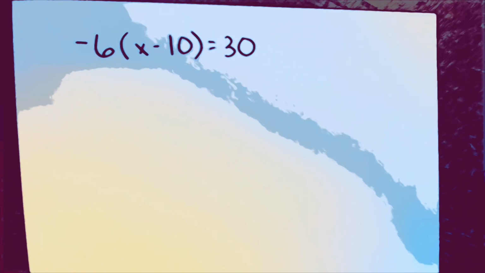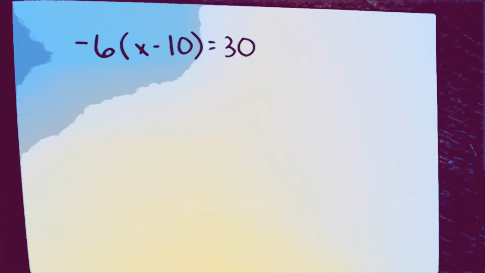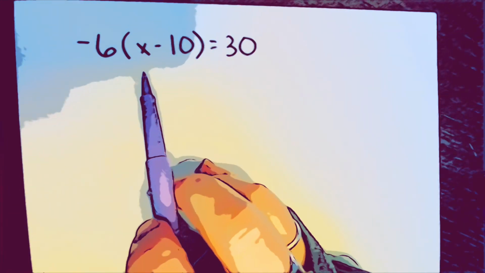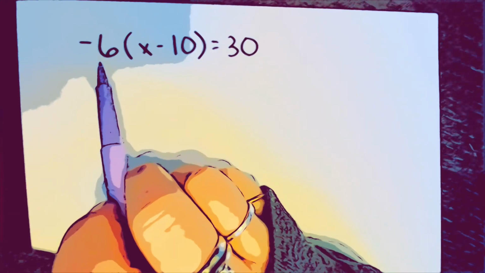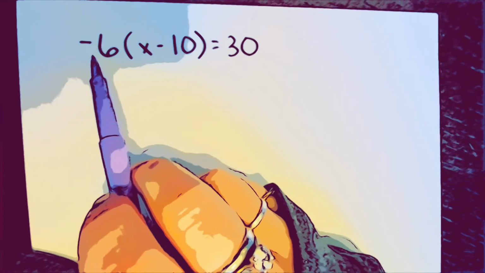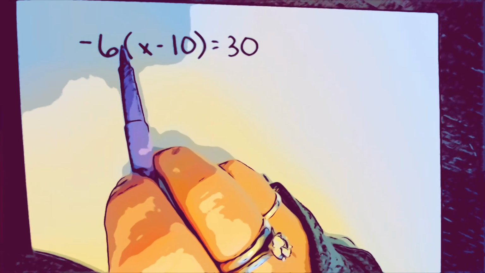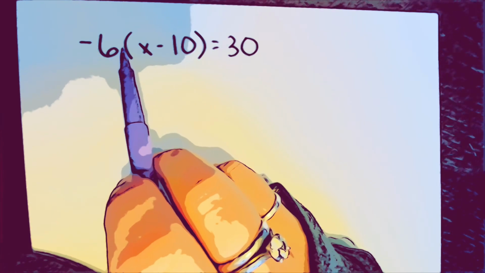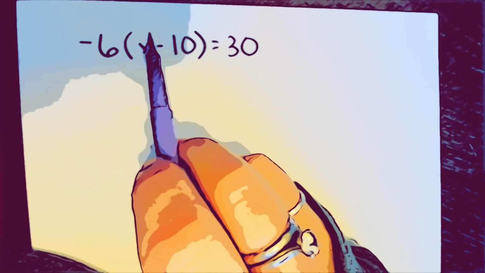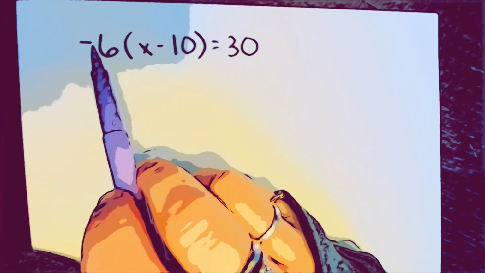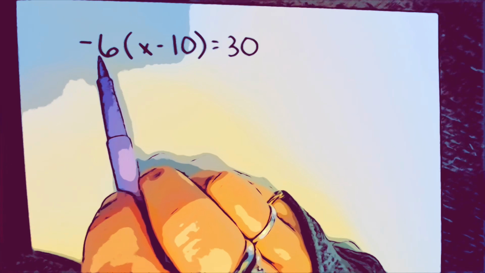Distributive property. We're going to solve for x. Here we have a set of parentheses and we have the number -6. And -6 is next to this parentheses. That means that this is a multiplication question. And in this case, it means that everything inside of the parentheses needs to be multiplied by -6.